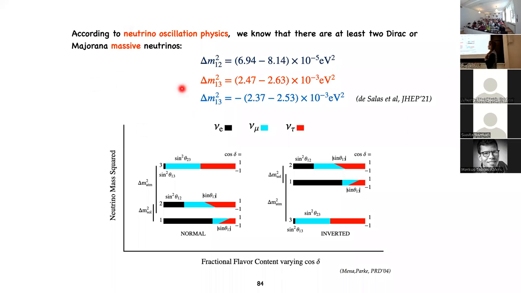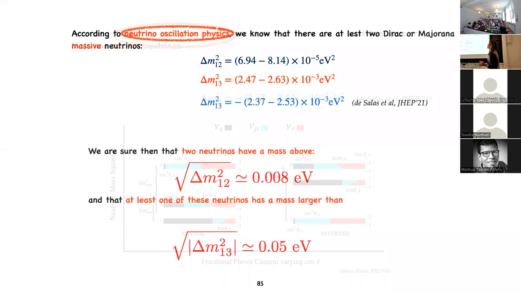So we have seen this in the lectures of Joachim. According to neutrino oscillation physics, there are these two Dirac or Majorana neutrinos because the mass of the lightest state could be zero, okay? And because we have measured two different mass scales, the solar and the atmospheric mass splitting. The sign of the atmospheric mass splitting is not known. So we don't know if the hierarchy is normal here or is inverted, which would correspond to the solar doublet being the heaviest in mass, okay? So this is what we know from neutrino oscillation physics.